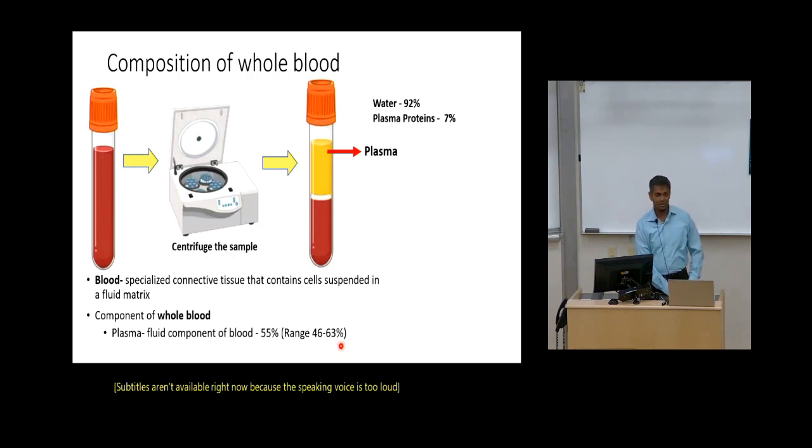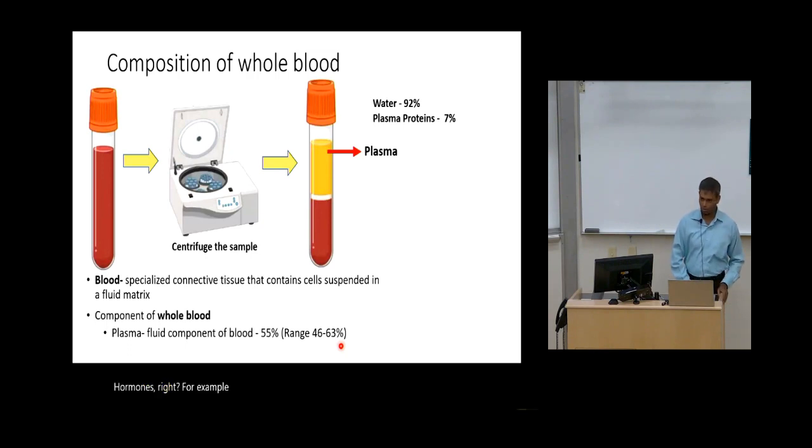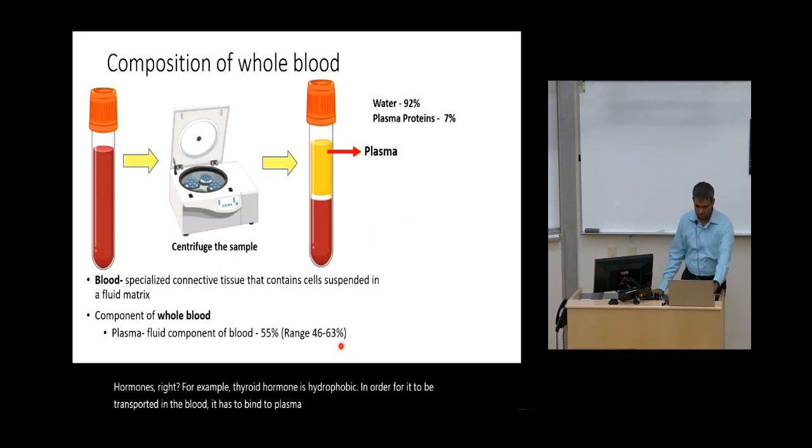It can bind to certain substances, but one of the main functions of albumin is to ensure the osmotic pressure in the blood. There are other transport proteins also found in the blood, and that could help with the transport of hydrophobic hormones, right? For example, thyroid hormone is hydrophobic. In order for it to be transported in the blood, it has to bind to plasma proteins.